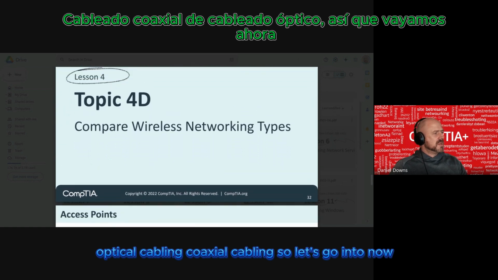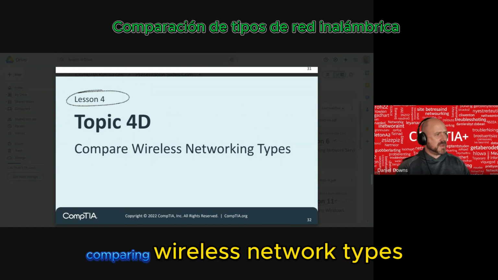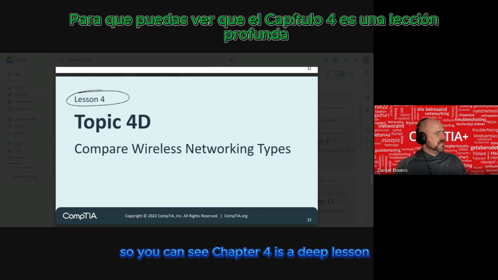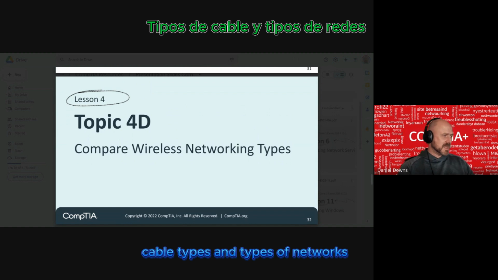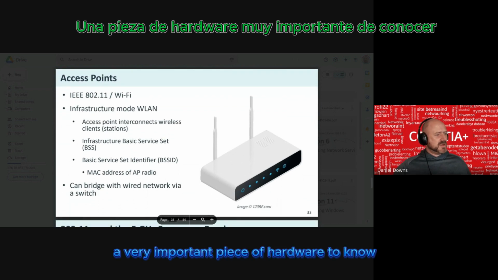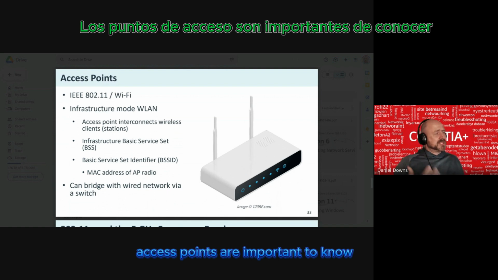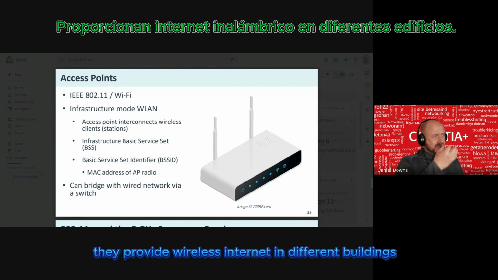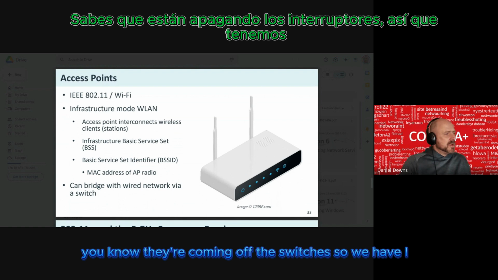So let's go into now, this is the last section of topic 4D, comparing wireless network types. You can see chapter 4 is a deep lesson. There's lots in here on wireless, on networks in general, cable types and types of networks. So access points, a very important piece of hardware to know. They're essentially everywhere. They provide wireless internet in different buildings, in offices, all over the place. They're coming off the switches.